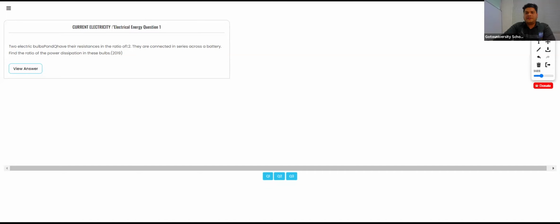Let me highlight the given. Yes, in this question, resistances are in the ratio 1:2. They are connected in series. Find the ratio of power dissipation. Okay. Two bulbs having resistance ratio 1:2 means R1 upon R2 is what? It is 1 upon 2. It is connected in series.